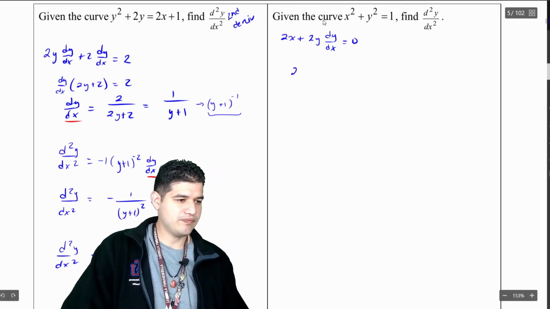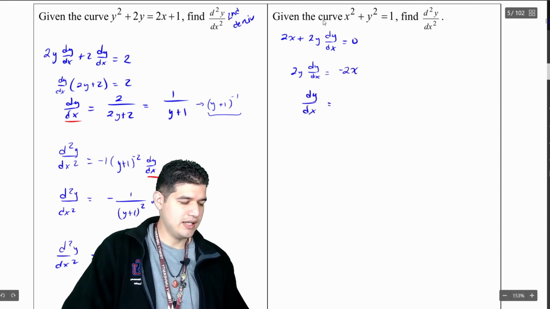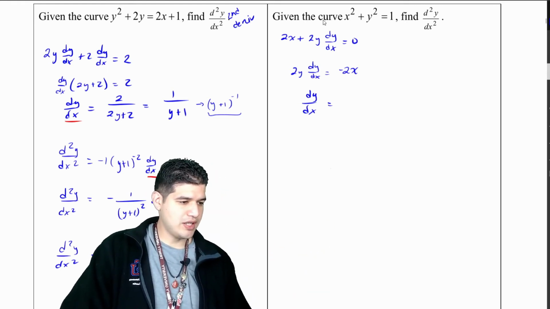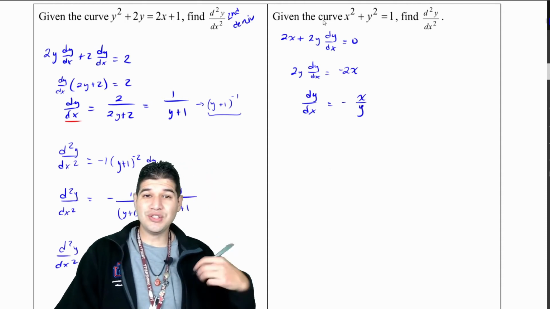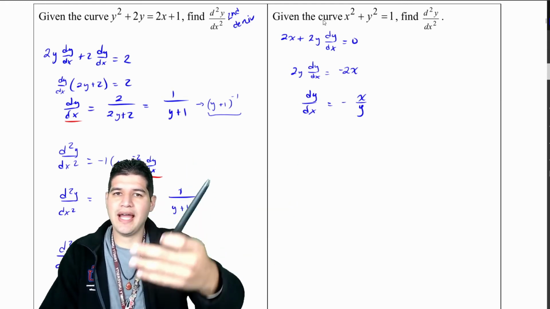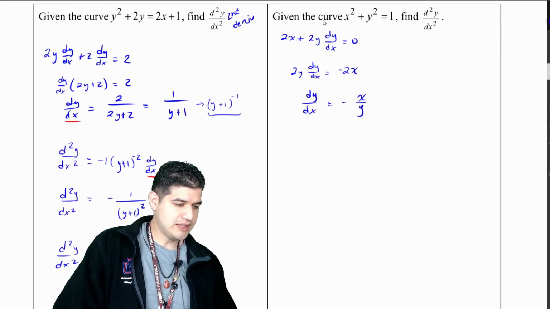So I'm going to get 2y dy/dx equals negative 2x, which gets us dy/dx equals, the 2's are going to divide out, so negative x over y. All right, so when I do that second derivative there, I have negative x over y, which means I have a quotient happening. I'm going to have to use that quotient rule. So let's see what we can do here.